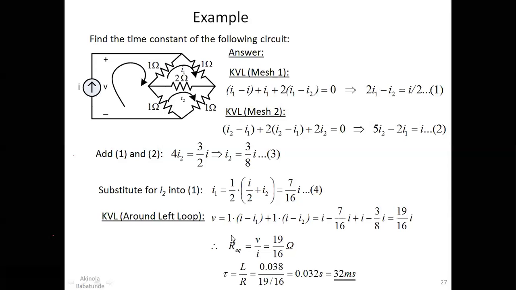So our time constant tau will be equal to L over R, which will be equal to 0.038 as given in the question, divided by 19 over 16, and that gives us 0.032 seconds. That is the same thing as 32 milliseconds, by the way. So this is how to find a time constant for this kind of circuit. All right.